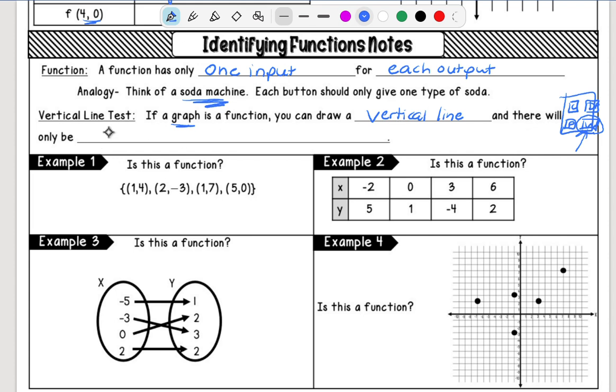And there will be only one intersection. If there was more than one intersection, it would not be a function. So what does this look like?